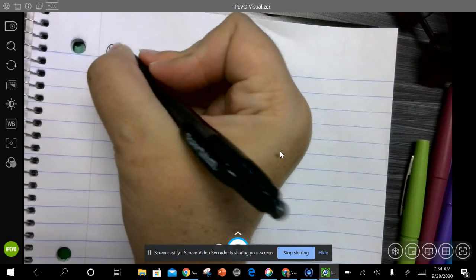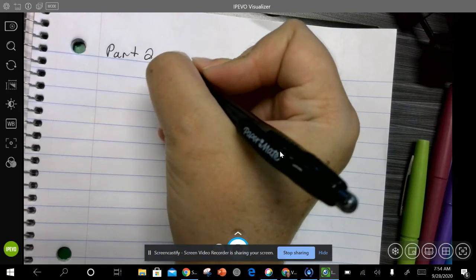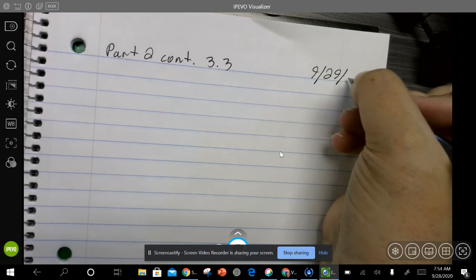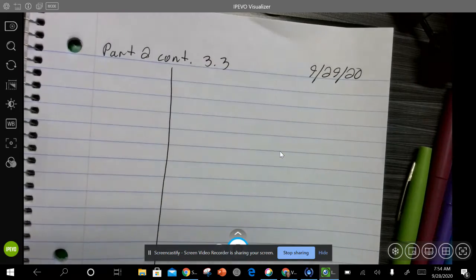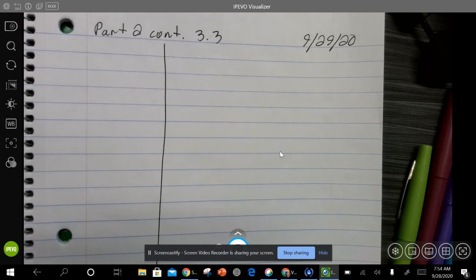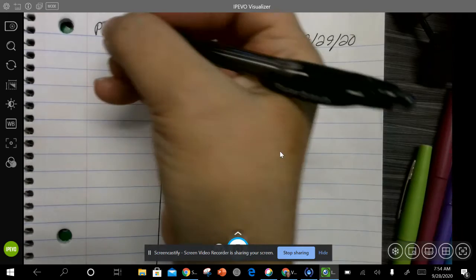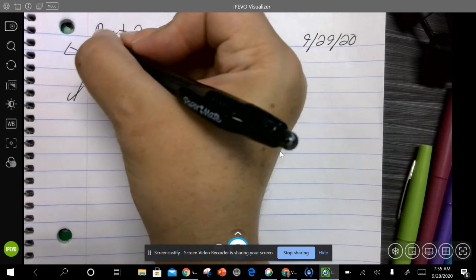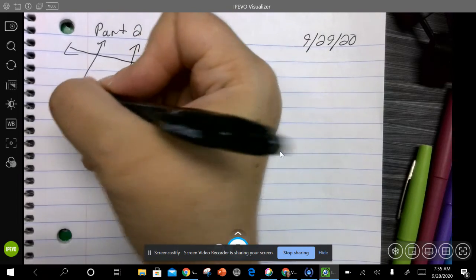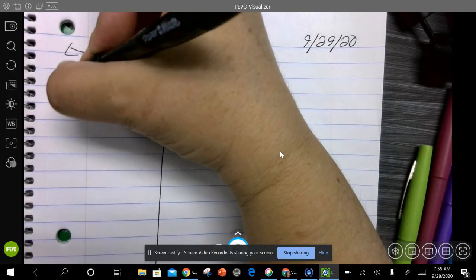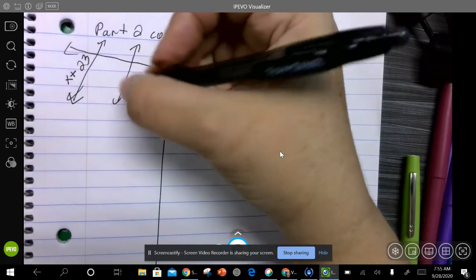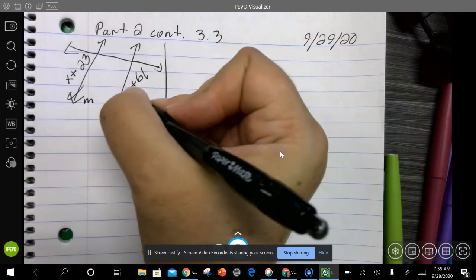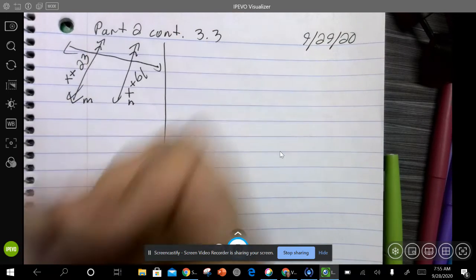Part 2 continued. Today is still at 29. Section 3.3. Okay, so we're still working with our converse theorems. So let's say, everybody, what if we had this one? And we had x plus 23 and x plus 61. Okay, and our lines M and N are parallel.